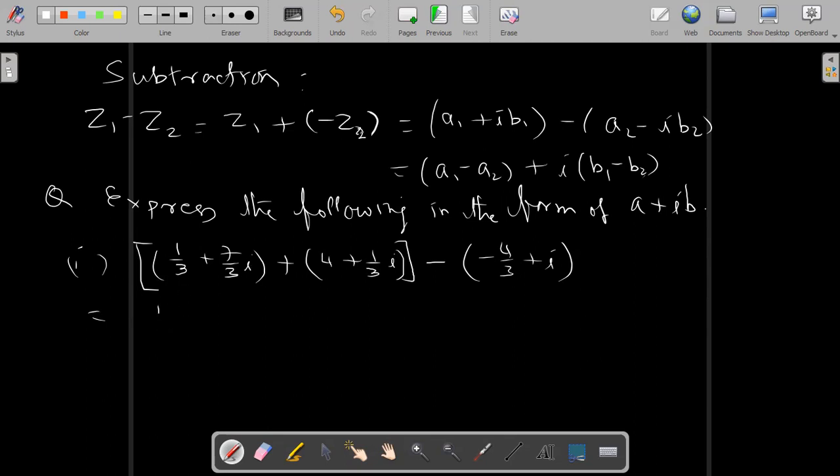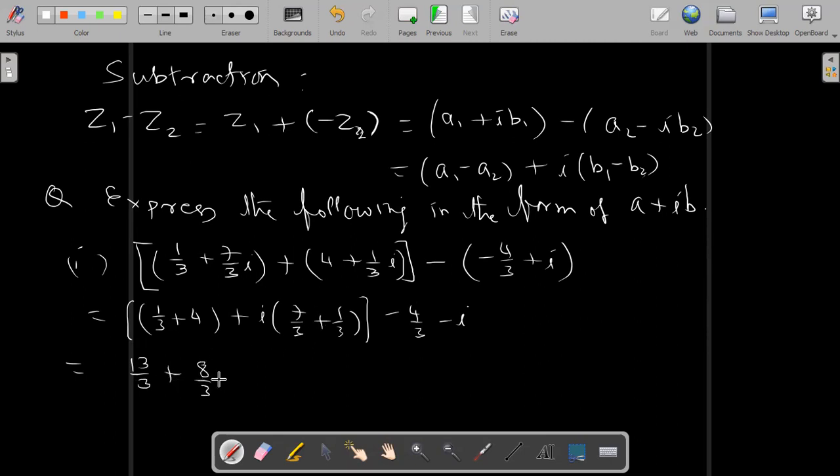So 1 by 3 will be added with 4. Sorry, 1 by 3 plus 4. And iota is common, so 7 by 3 plus 1 by 3. This is the first bracket. Second, as it is, minus 4 by 3 minus iota. So 3 fours are 12, so 13 by 3 plus 7 plus 1, 8 by 3 iota, minus 4 by 3 minus iota.